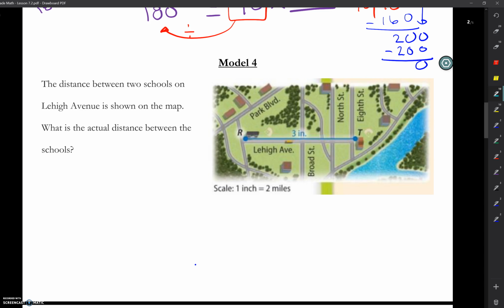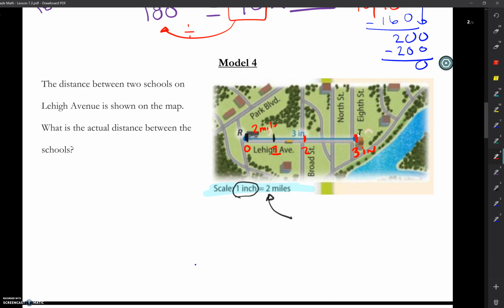Whenever you see a map, you're going to see something called a scale. A scale means that 1 inch on the picture, from here to here, actually represents 2 miles in real life. We have another inch here, so this would be another 2 miles. So we have 0 inches, 1 inch, 2 inches, and 3 inches.